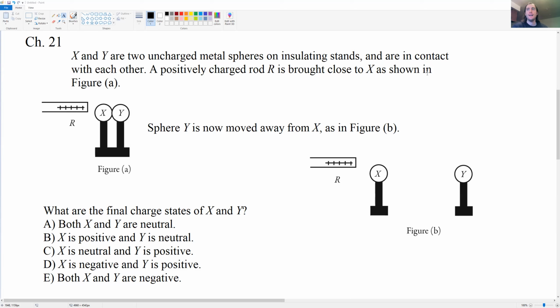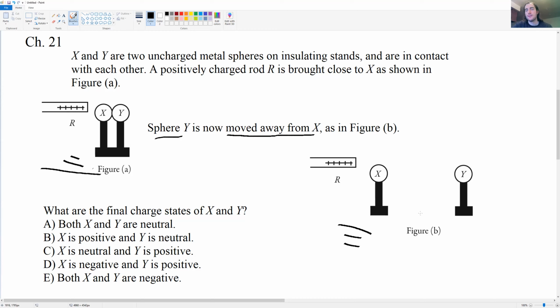So X and Y, as you can see in the figure, are two uncharged metal spheres on insulating stands and are in contact with each other. A positively charged rod R is brought close to X as shown in figure A. So if we're looking at figure A here, X and Y are in contact and this rod R, which is positively charged, is brought close. Now sphere Y is moved away from X, as in figure B. Here's figure B.